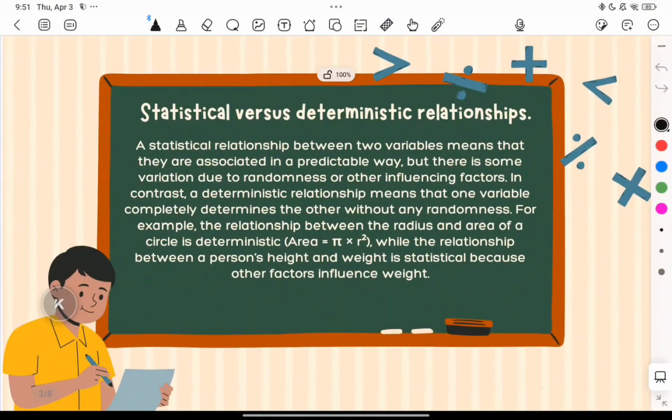For the next step is statistical versus deterministic relationships. A statistical relationship between two variables means that they are associated in a predictable way, but there is some variation due to randomness or other influencing factors. In contrast, a deterministic relationship means that one variable completely determines the other without any randomness. For example, the relationship between the radius and area of a circle is deterministic, as you can see in the formula, while the relationship between a person's height and weight is statistical because other factors influence weight.